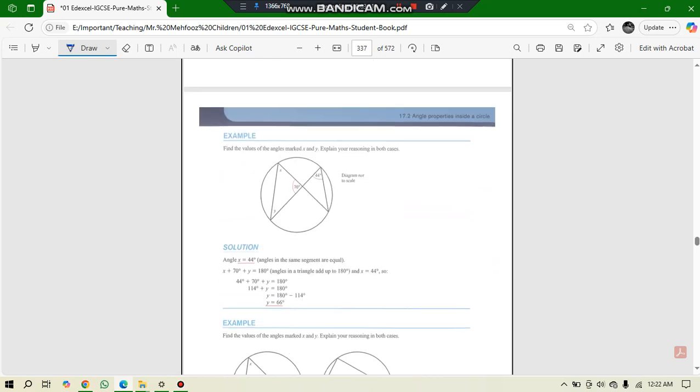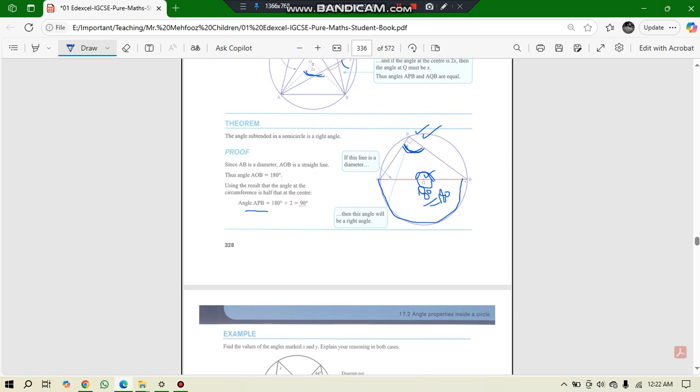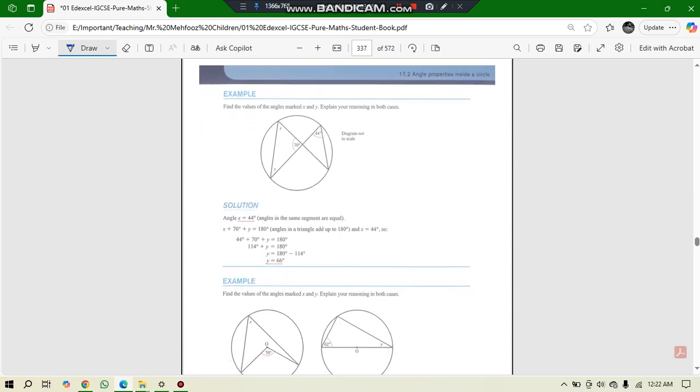So the next example is to find the value of the angles marked x and y. And how can we find x and y? We just join these two points, and you can see that this angle is 42, and that is generated by, let's suppose this is chord AB, and this angle is in the same segment, so this will also be 44. Okay, angle x is equal to 44.